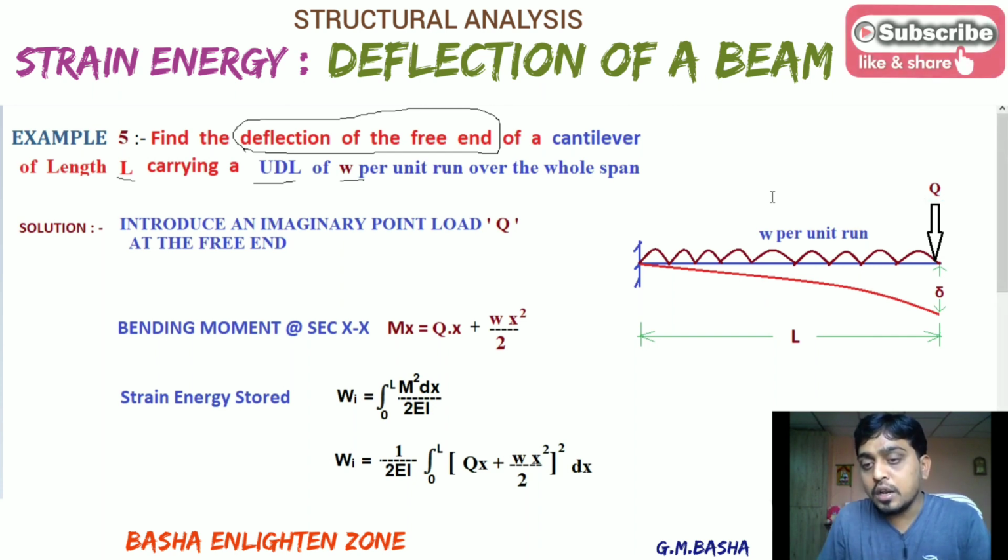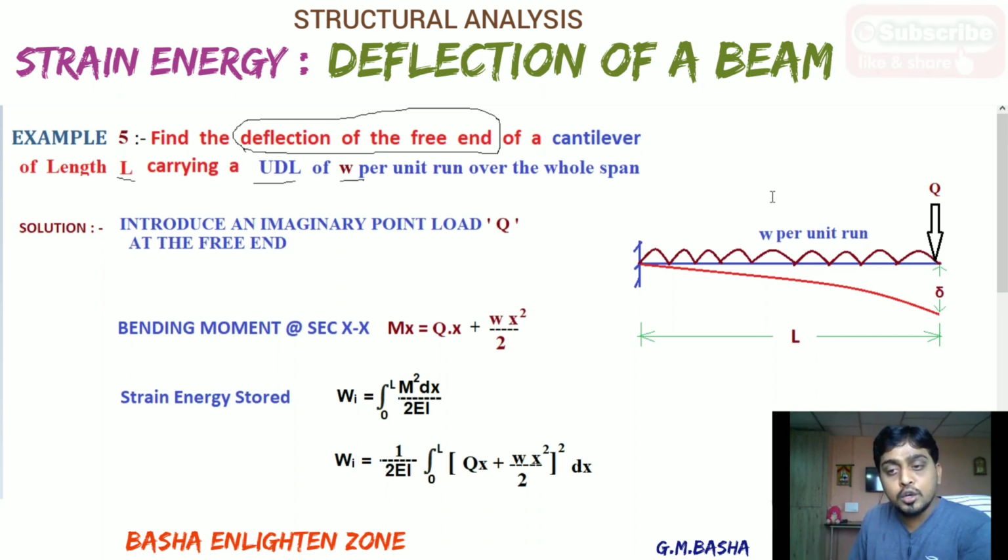For example, in some cases, a simply supported beam with UDL is given, and there they are asking to find the deflection at the maximum bending point, that is exactly at the center. There also, while using the strain energy method, it is better to take an imaginary point load exactly at the center, means wherever they are asking to find the deflection. Here they are asking to find the deflection at the free end. There I am introducing an imaginary point load. In the UDL with simply supported beam, the central deflection is at the center. There also we introduce an imaginary point load, so our calculations will be easier while using the strain energy method.